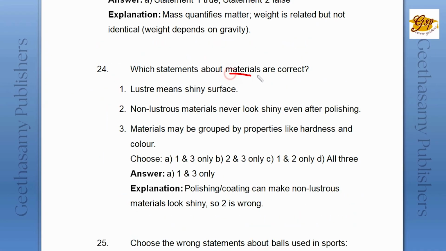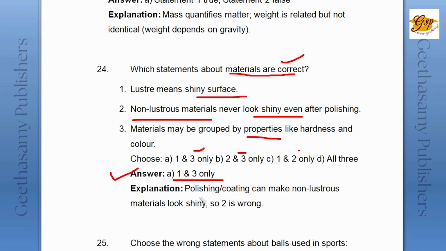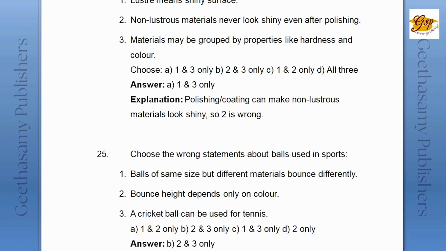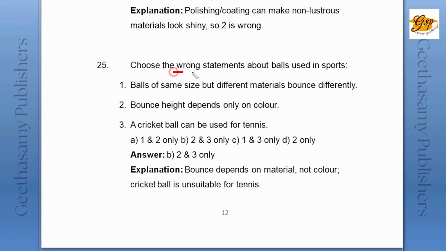24th question. The statements about material that are correct. 1: luster means a shiny surface. 2: non-lustrous material never looks shiny even after polishing. 3: materials may be grouped by properties like hardness and color. Choose A, 1 and 3 only; B, 2 and 3 only; C, 1 and 2 only; and all the 3. The correct answer is 1 and 3. Polishing and coating can make non-lustrous material also look shiny, and so statement 2 is wrong. Fine.